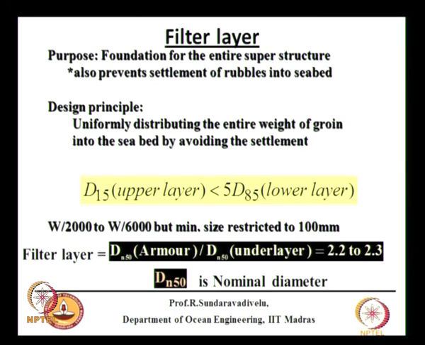So this will be d by 15 of upper layer should be less than d by 85 of lower layer. This distribution also weight W by 2000 to W by 6000, but minimum size is restricted to 100 millimeter. There is a very good reason not to put very small size stones. You are putting it in the seabed in open sea condition. If you put very small size, where you are putting it won't be there. If you are putting at Gajendra circle, it may go to Kaveri hostel.